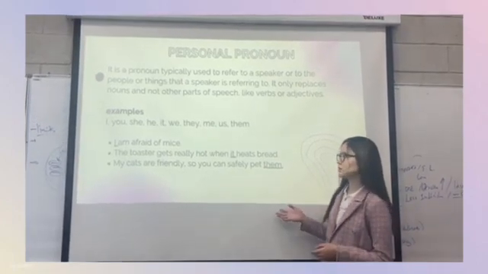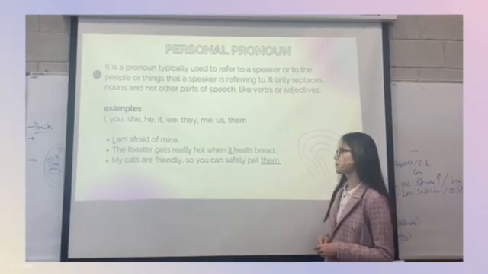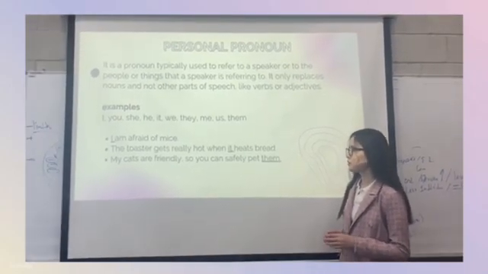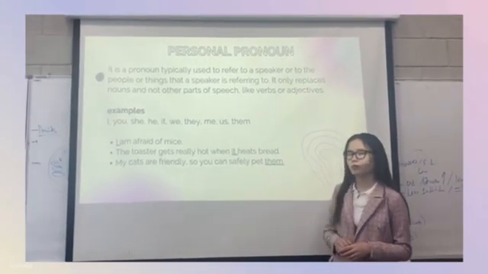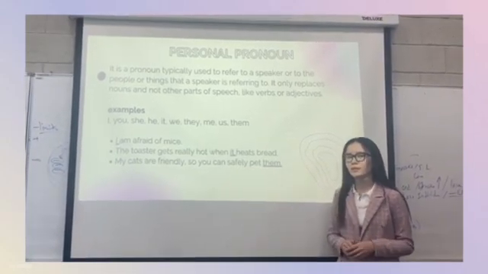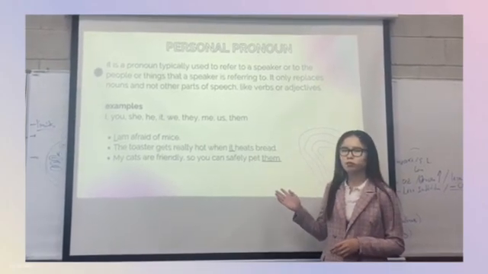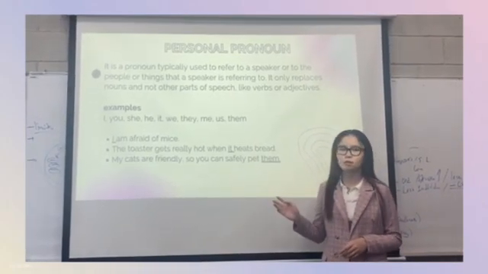So let's look into the sentences. I'm afraid of mice. Here, I is a personal pronoun. The toaster gets really hot when it heats bread. My cats are friendly, so you can safely pet them. And here, the words which are underlined are called personal pronouns.